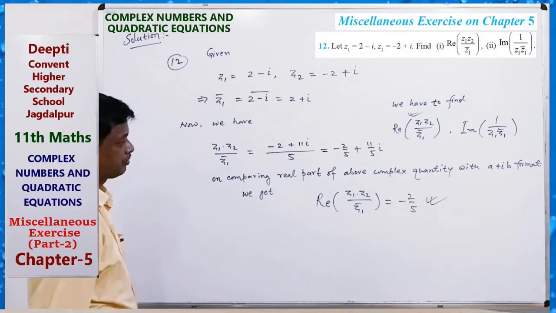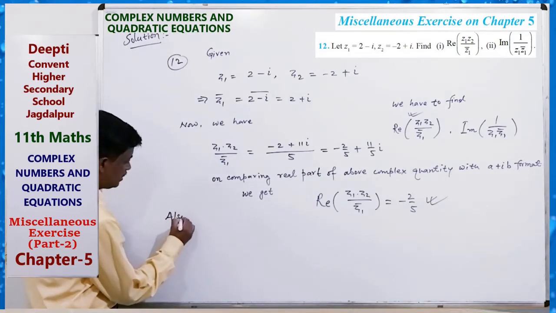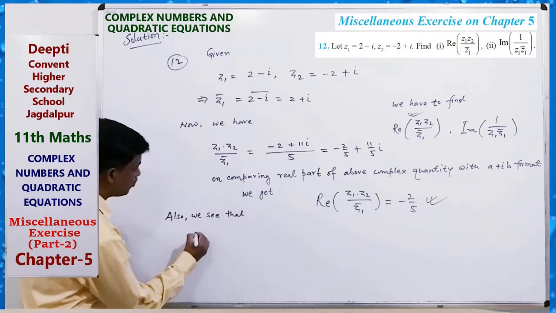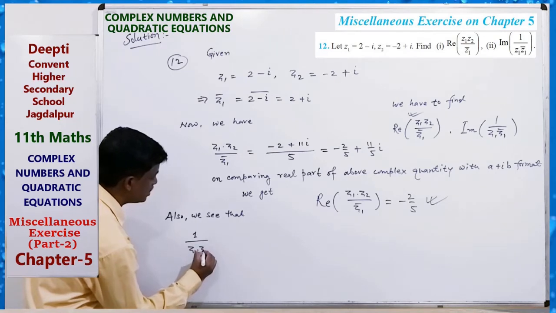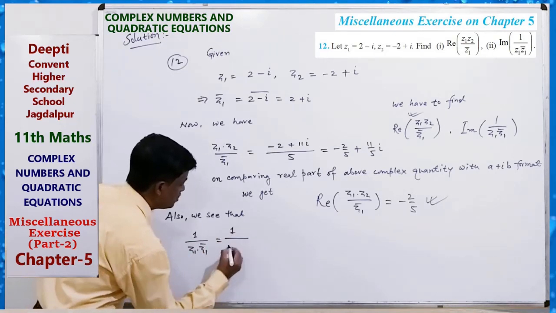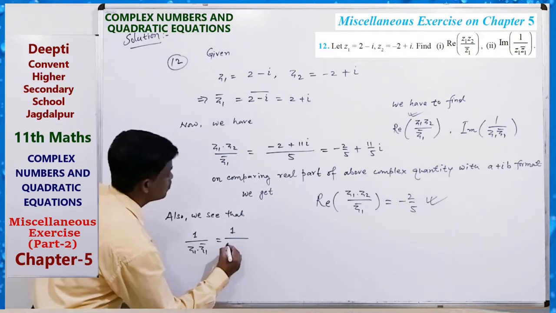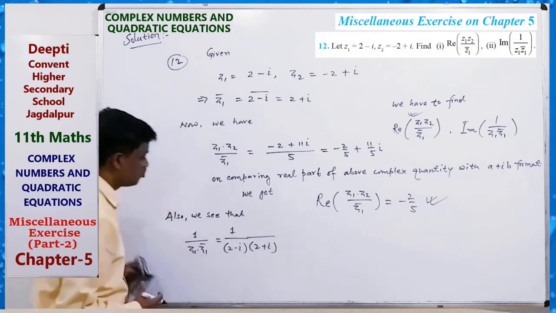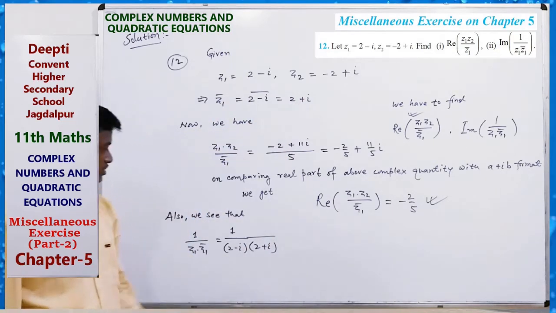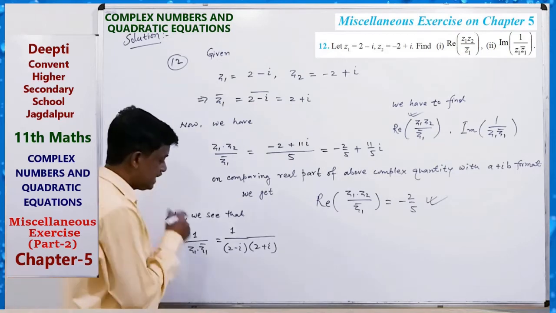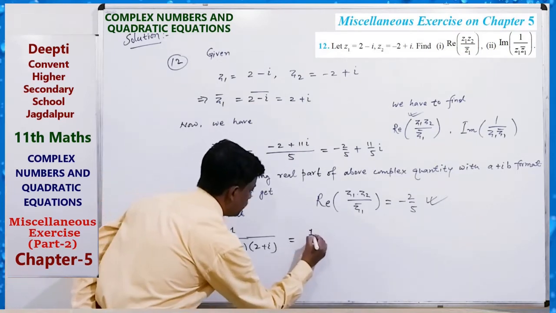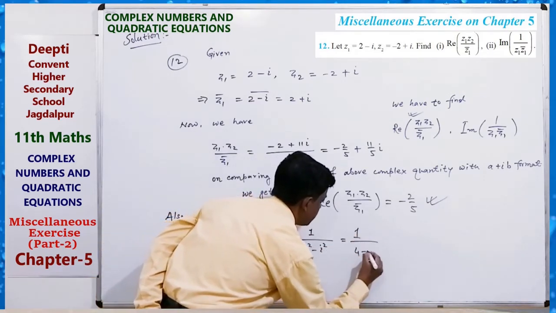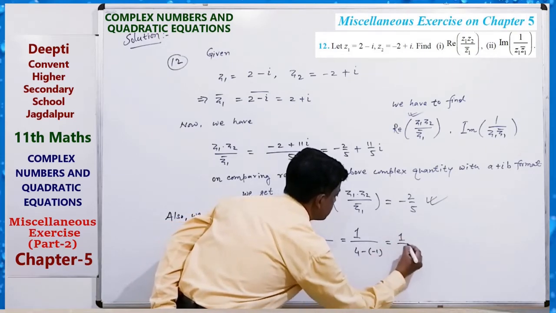For that, also we see that the complex quantity 1 upon z1 into z1 bar equals to 1 upon, z1 means 2 minus i, 2 minus i, 2 plus i, okay, 2 minus i and 2 plus i, just like this, clear? And this is equals to what? 1 upon 2 square minus i square equals to 1 upon 4 minus minus 1 equals to 1 upon 5.